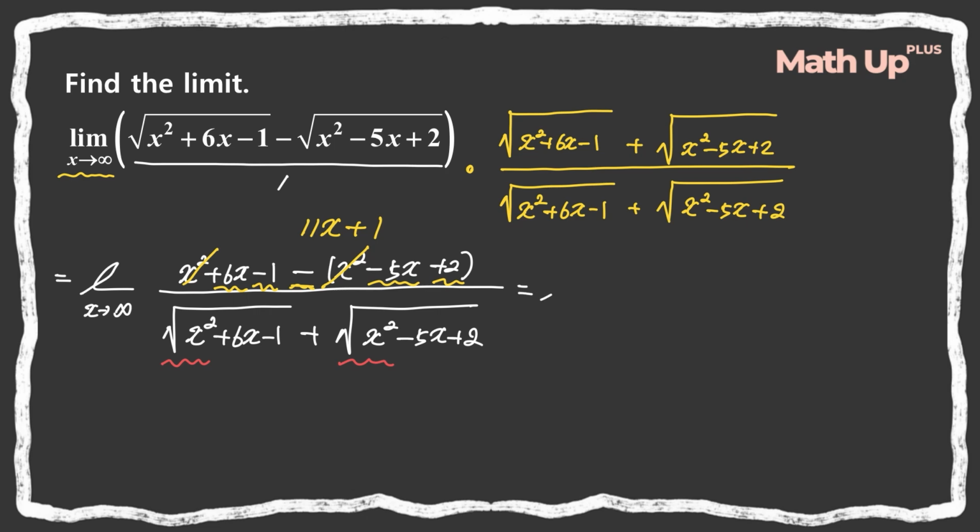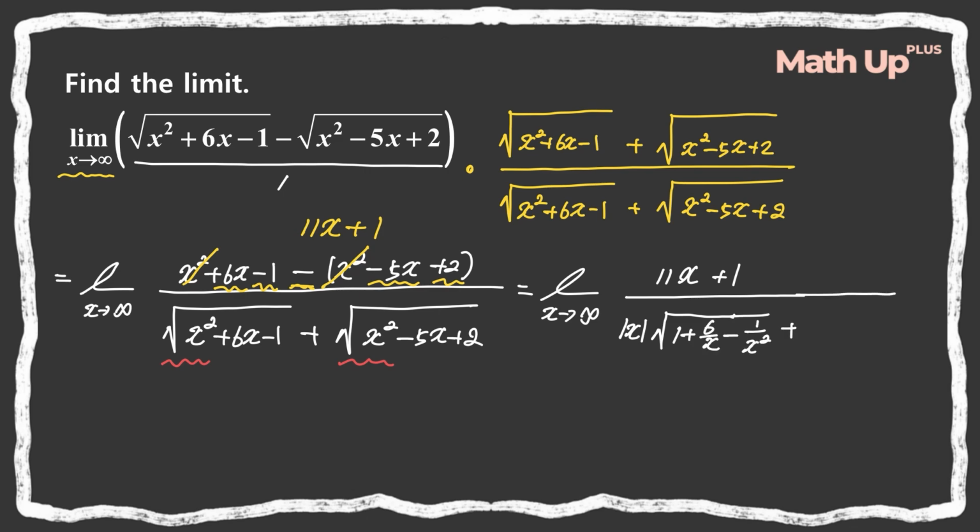So this is equal to the limit as x approaches positive infinity of 11x plus 1 over absolute value of x times square root of 1 plus 6 over x minus 1 over x squared, plus absolute value of x times square root of 1 minus 5 over x plus 2 over x squared. This is x to the power of 1, so let's factor out x in the numerator: x times 11 plus 1 over x. So far so good?